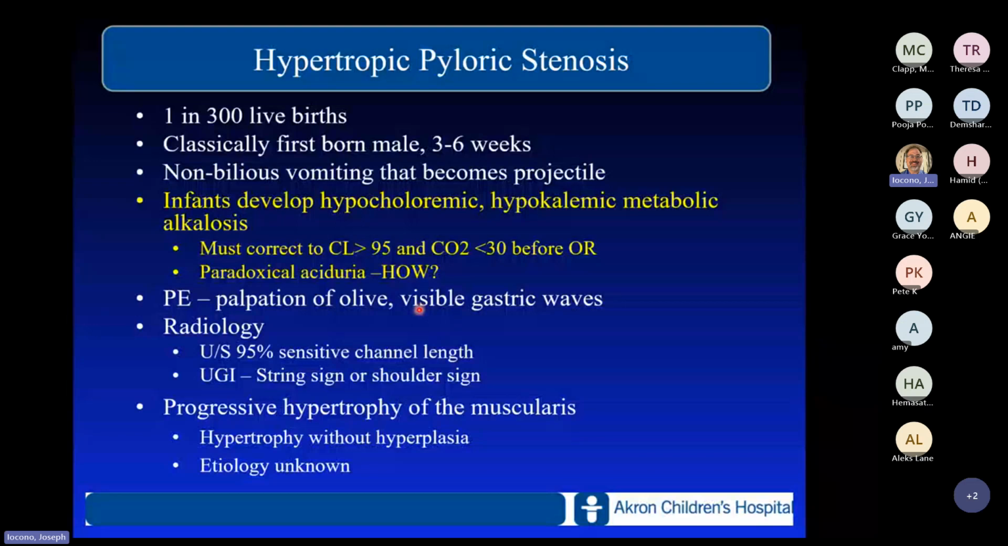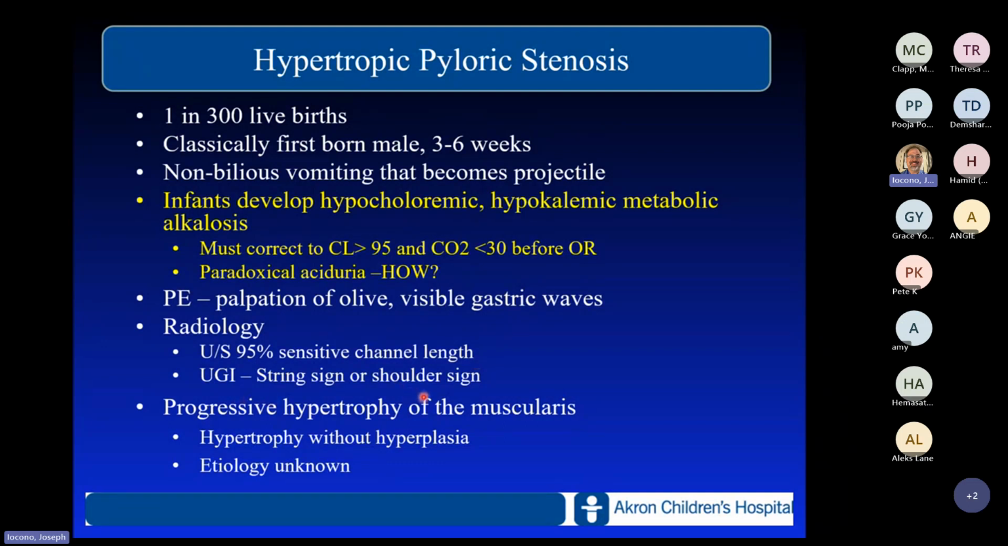Physical exam: if they're sick enough and lethargic enough, you can palpate an olive. I always try to palpate an olive once they're asleep and relaxed, just to double check. Radiology: the test of choice is an ultrasound. You're looking for channel length and width. And now they're also doing test feeds to make sure nothing's going through the pyloric channel while they've got the ultrasound probe right on it.